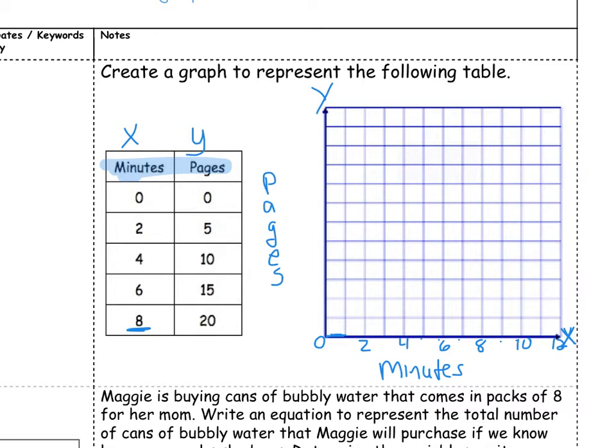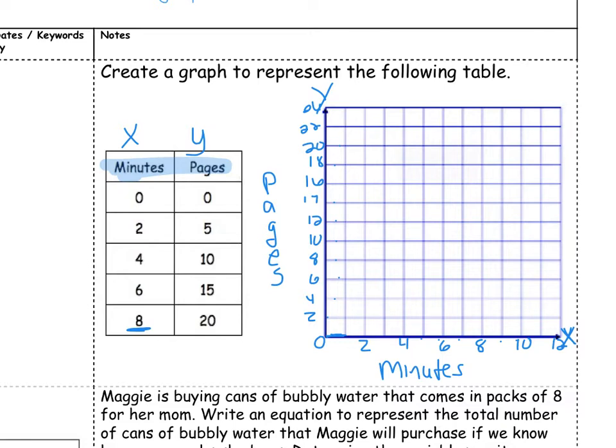So number the whole axes. And remember, you want to use the whole axis if you can. All right, for pages I have to go up to 20. So I can probably number by 2s. 2, 4, 6, 8, 10, 12, 14, 16, 18, 20, 22, 24. Even though we don't need the 22 and 24, we're still going to include it.